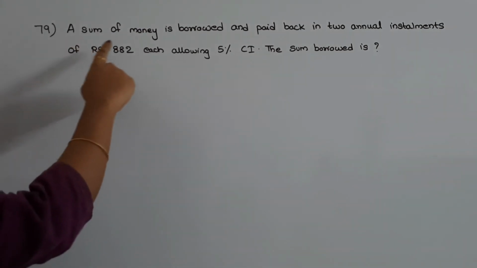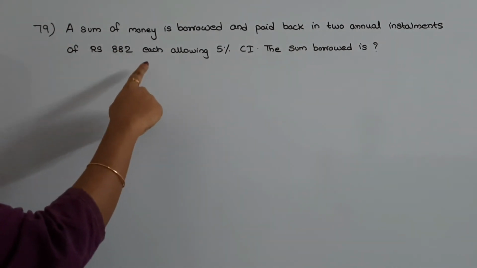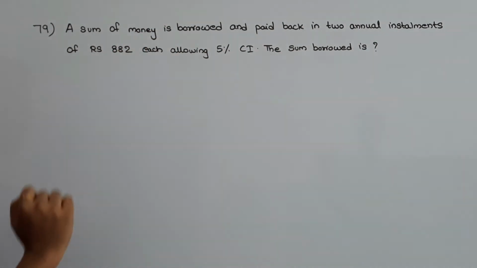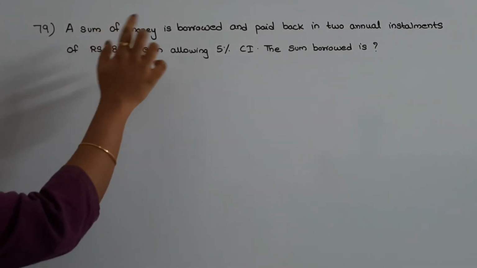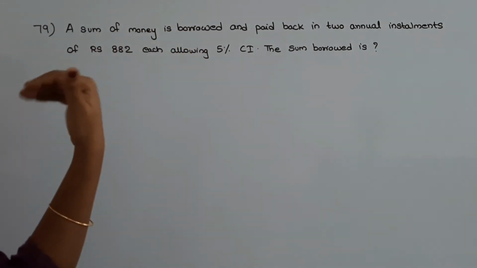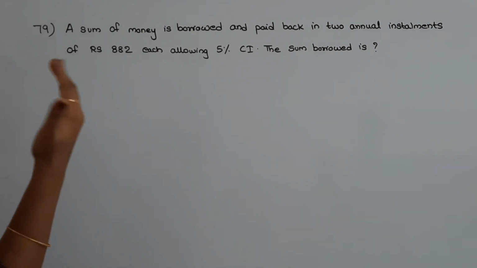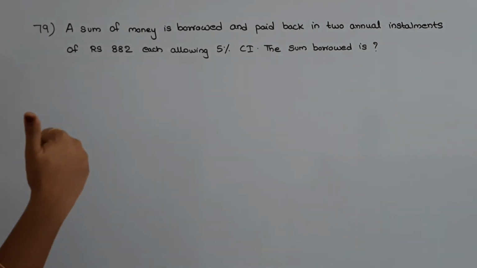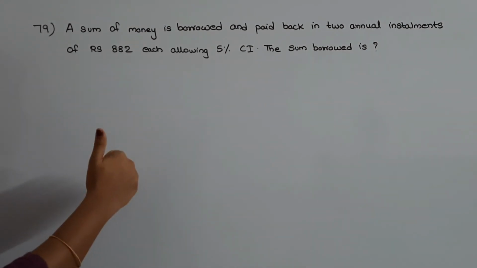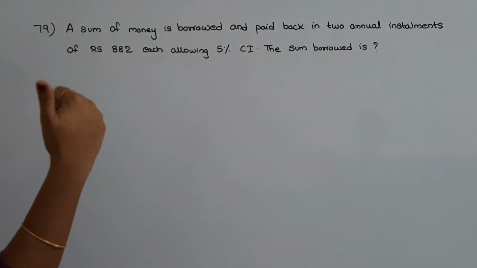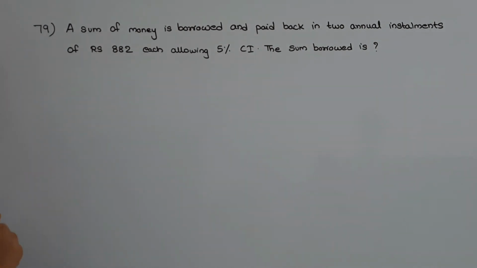79th question is, a sum of money is borrowed and paid back in 2 annual installments of rupees 882 each, allowing 5% compound interest. The sum borrowed is. So in this question they are telling that a particular principal value which is borrowed is to be paid back in 2 equal annual installments, which means he has to pay back the money after the first year. Also he has to pay back the money after the second year, and the amount which he is paying back after the first year should be same as that of the amount which he is paying back after the second year, and that particular amount is given as rupees 882.